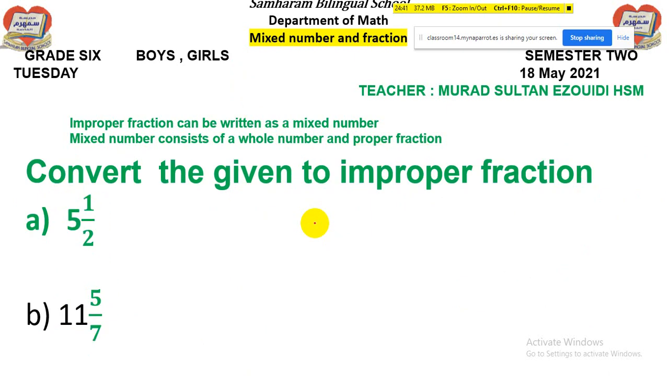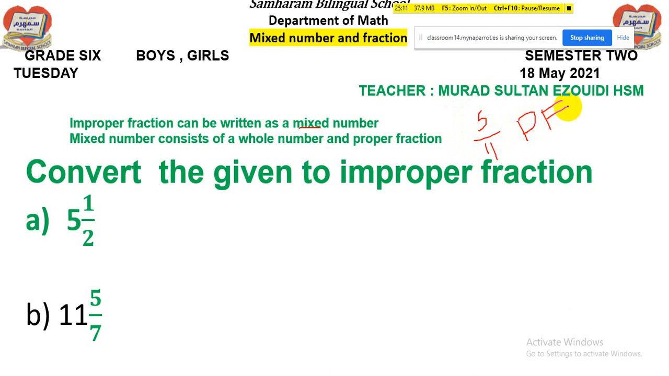Now we told as before, an improper fraction can be written as a mixed number. A mixed number consists of a whole number and a proper fraction. Proper fraction, I will refresh your mind. For example, 5 divided by 10 or by 11 is a proper fraction. Why? Because the numerator value is less than the denominator value. This is a proper fraction. Be careful with this kind of definition.